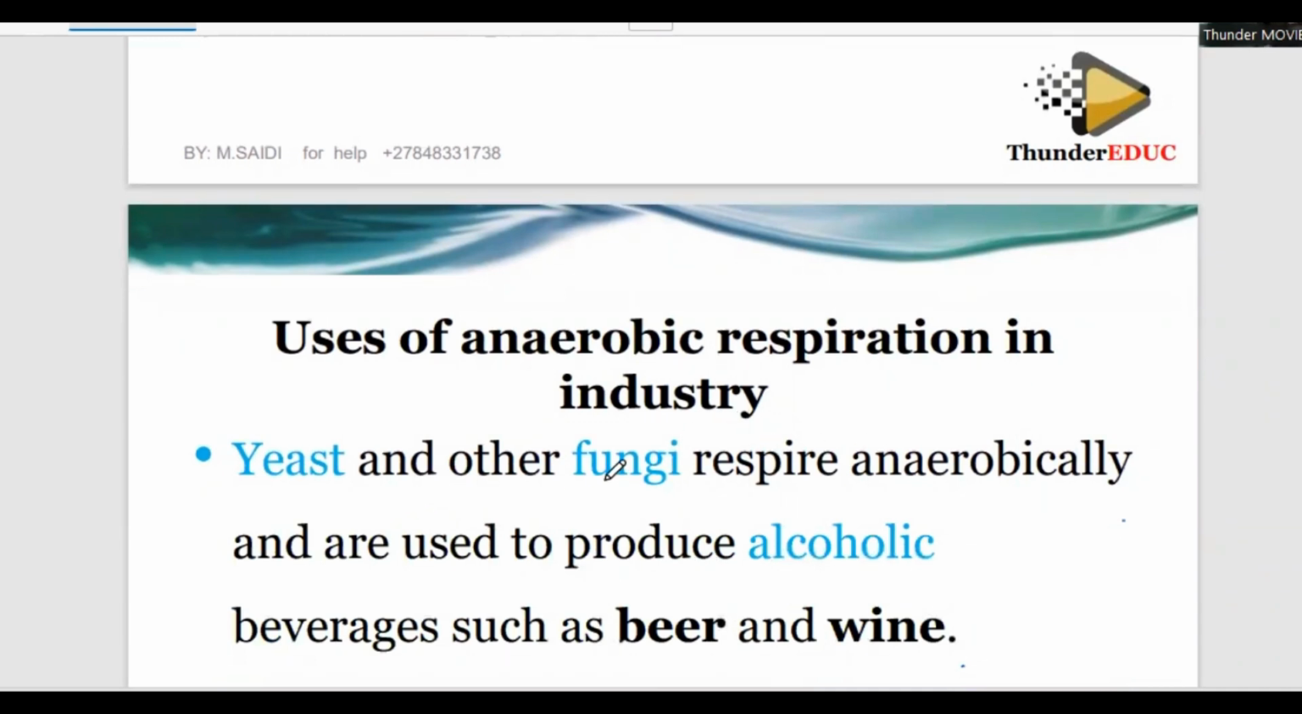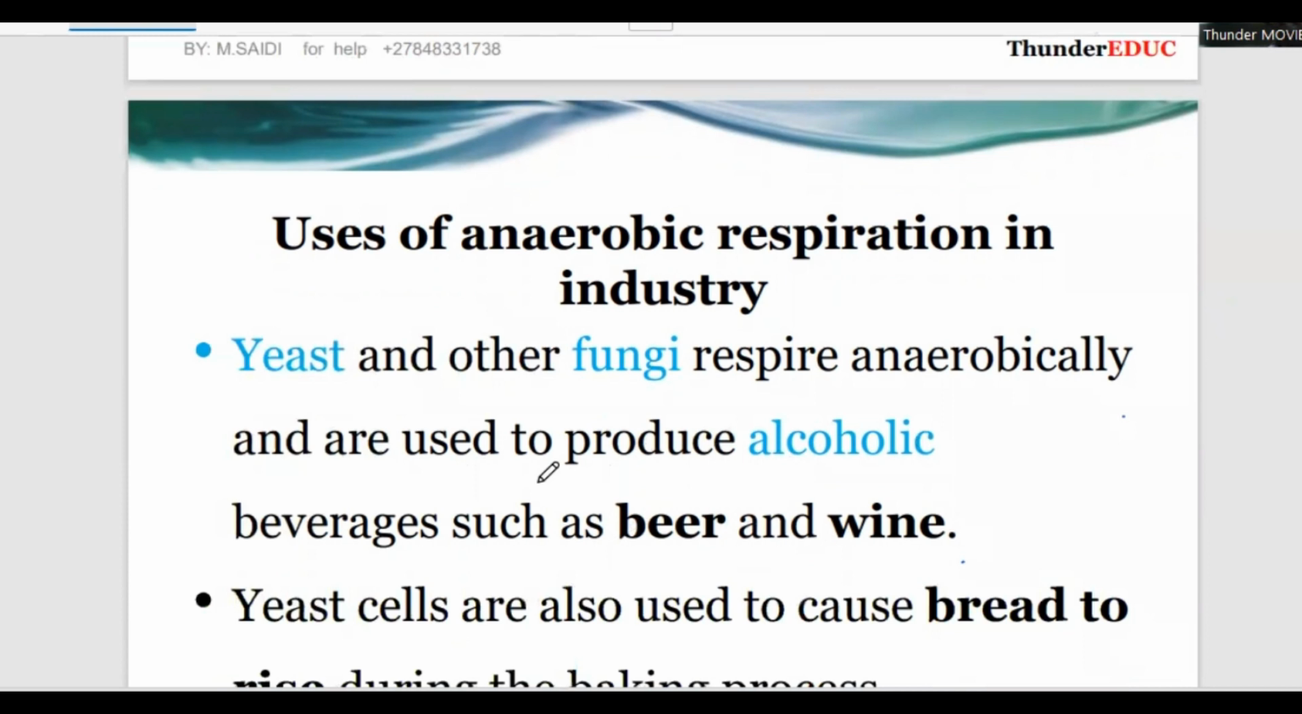Number one, yeast and fungi respire anaerobically. So we use them during baking. We use this anaerobic respiration to bring about alcohol. People enjoy alcohol. How do they enjoy it? How do they feel it? You are the people who are taking it. You know how when you take it, how do you feel? Which moods do you undergo when you are taking it, and how does it taste?